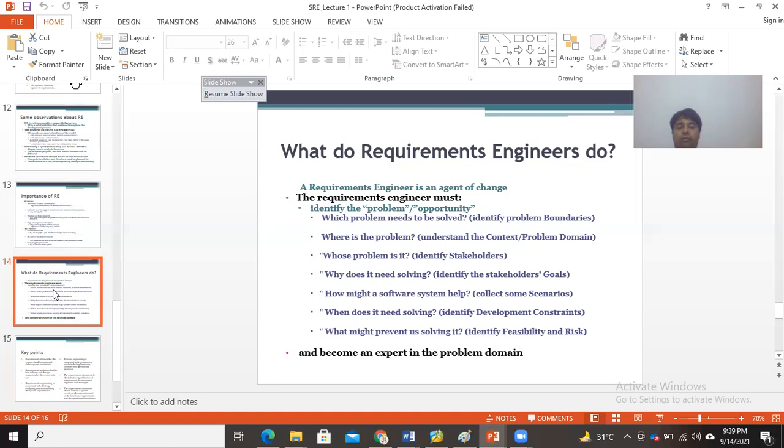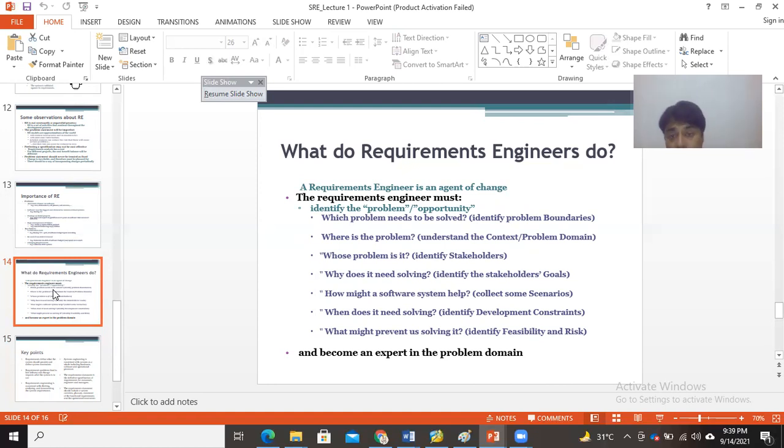Then he has to identify which problem needs to be solved. Normally he is defining a domain for that particular problem, that this problem lies in that particular domain. This is called identifying problem boundaries. Where is the problem? You have to understand the context or problem domain. For example, in our calculator example, addition, multiplication, and subtraction, this is my problem domain, that is arithmetic calculator. In this, I have to understand the context, where is the problem. So understanding that context means that the problem is at arithmetic operation. Now this is locating the problem.